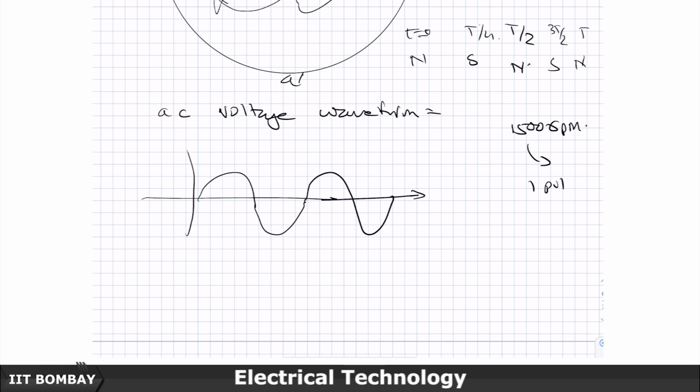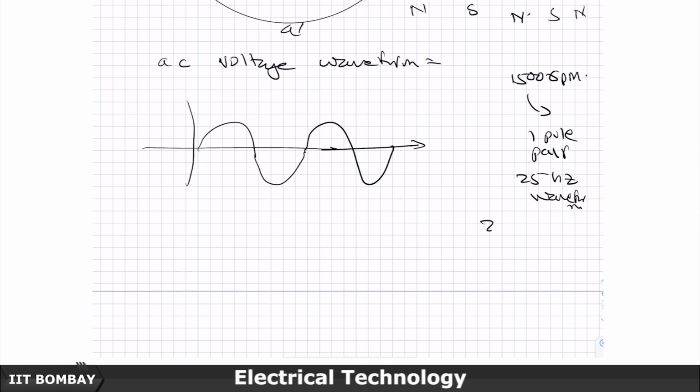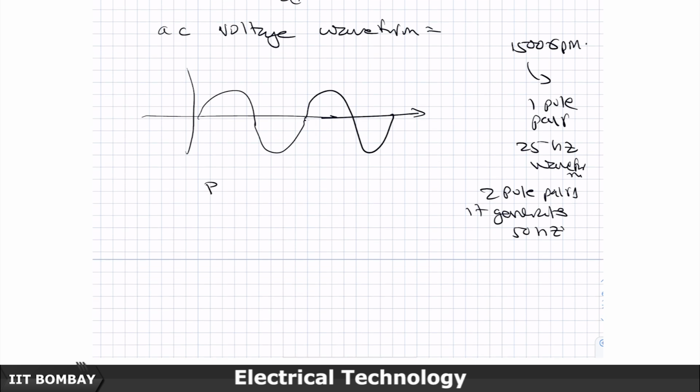though with one pole pair it would have generated a 25 hertz waveform, with 2 pole pairs it generates a 50 hertz waveform. So, therefore, if p is the number of poles, p by 2 is the number of pole pairs, and poles are always even, and if n is the number of revolutions per second, then this is the mechanical speed.